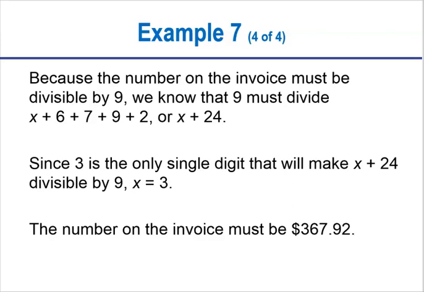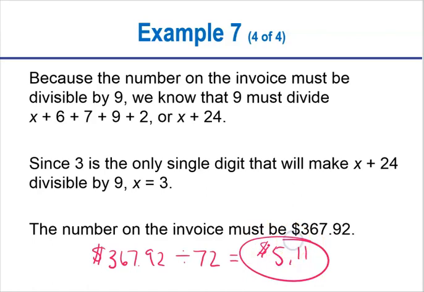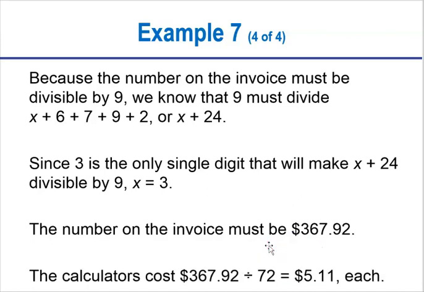It also asked how much each calculator would cost. And remember, if we know the total invoice is $367.92, and we bought 72 calculators, you know what to do. We take $367.92 and divide that by 72, and that results in, stand by while I type this on my calculator, $367.92 divided by 72, and I get $5.11 per calculator. That's a pretty good deal. Maybe they're not super fancy, huh? Okay, and then there it is summarized for us.